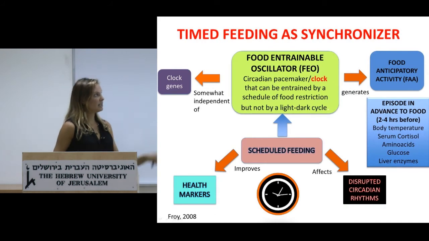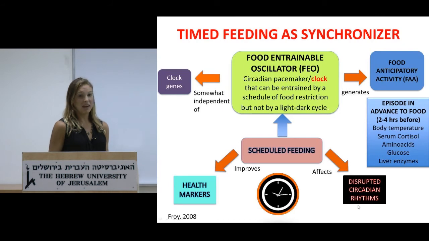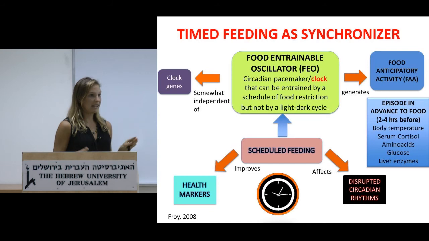Then we can get to this concept of food entrainable oscillator, which in simple terms would be a clock driven by food, which is not located in the suprachiasmatic nuclei. Still, it is not well known where it is located. They think it's located in an area of the hypothalamus, the dorsomedial part, that is also related to satiety hormones and hunger hormones. However, this food entrainable oscillator, this clock, will drive the food anticipatory activity.